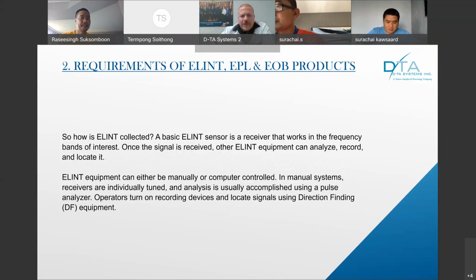So how is ELINT collected? A basic ELINT sensor is a receiver that works in the frequency bands of interest. Once the signal is received, other ELINT equipment can analyze, record, and locate it. ELINT equipment can be either manually or computer controlled. In manual systems, receivers are individually tuned, and analysis is usually accomplished using a pulse analyzer. Operators turn on recording devices, locate signals using direction finding or DF equipment.